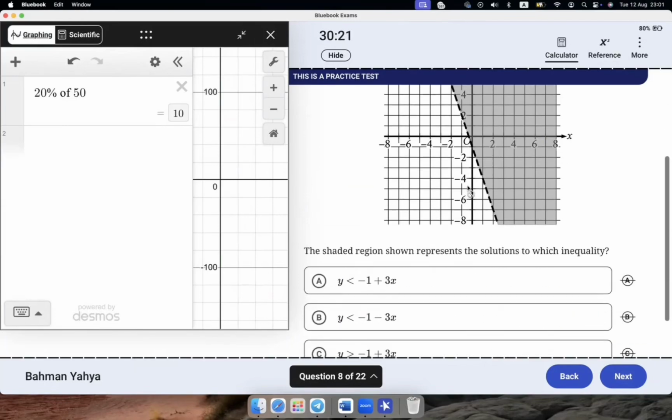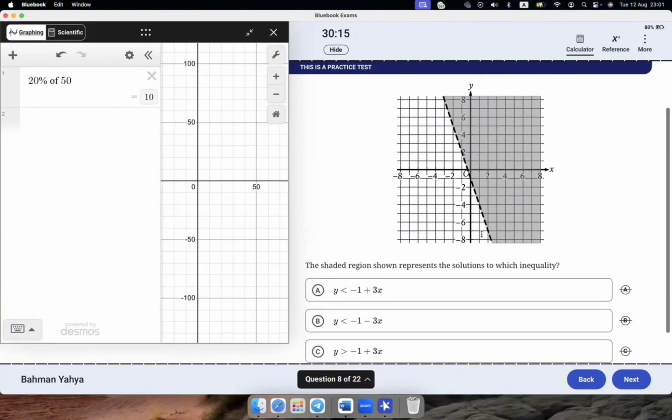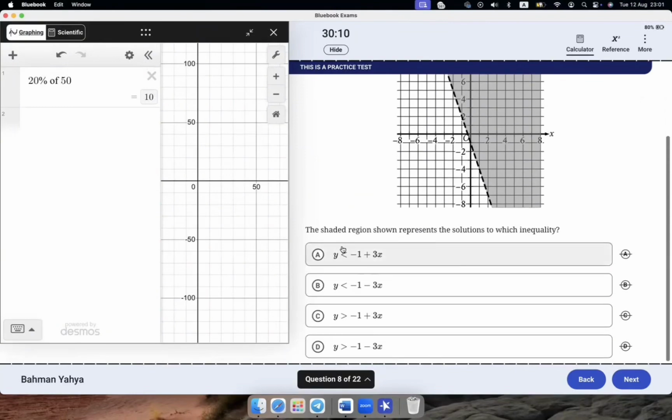Next question, 8th one. Let's grab and let's see what we are given. The shaded region shown represents a solution which enables... Look, if you have no idea about this question, what you can do is type every single answer choice into the decimals and see how the graph looks. But to make it at least a bit easier, if the shaded part is above the graph, that means greater. Y is greater than something. At least we can eliminate Y is less than.